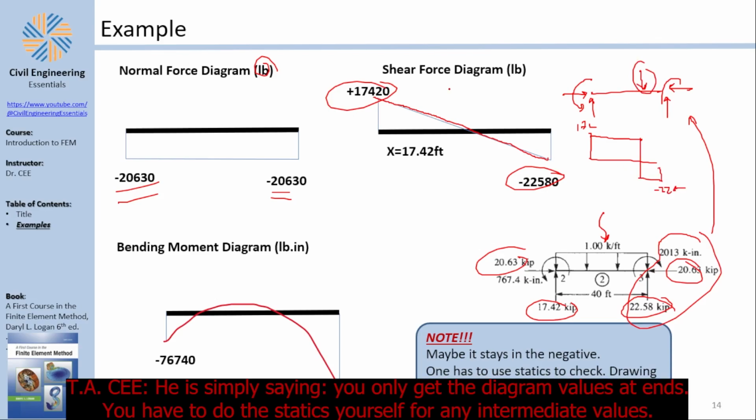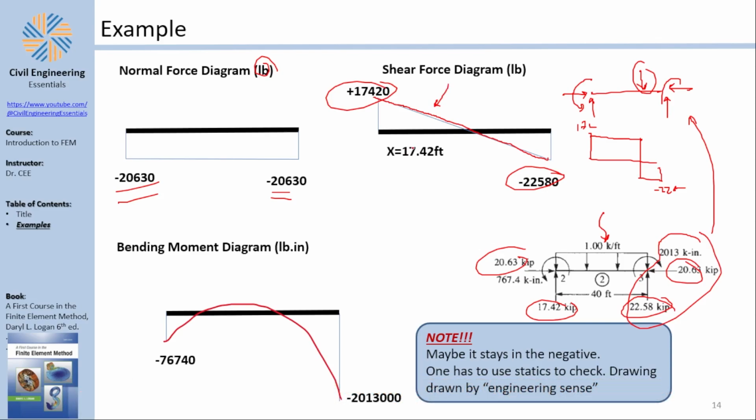So the reason why I drew it in a line is because of statics. Of course, using similar triangles, the distance x at 0 shear is going to be this value. A cool way of doing this is to take the shear value and divide it by the load value if the shear and load are linear. 17420 divided by 1000 because kips. Okay, for the bending moment diagram, I know this value here because of result and convention.